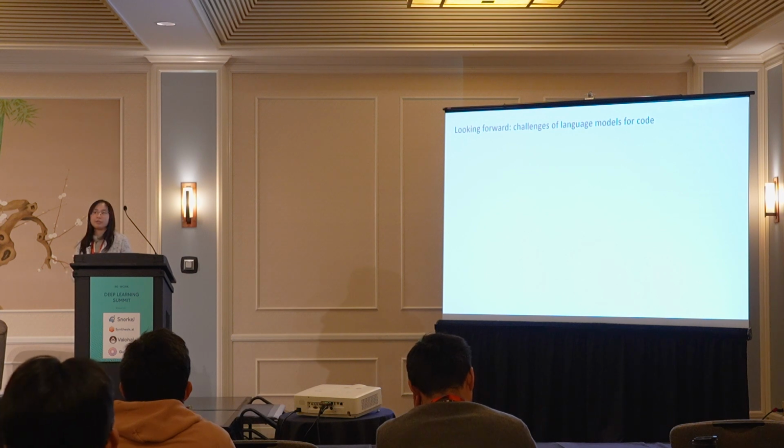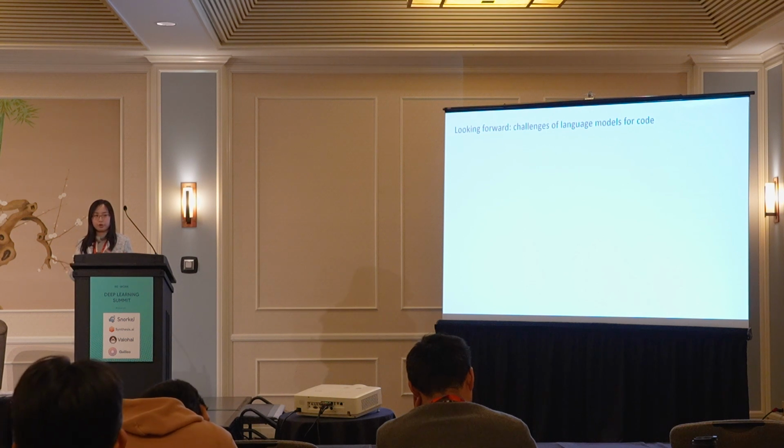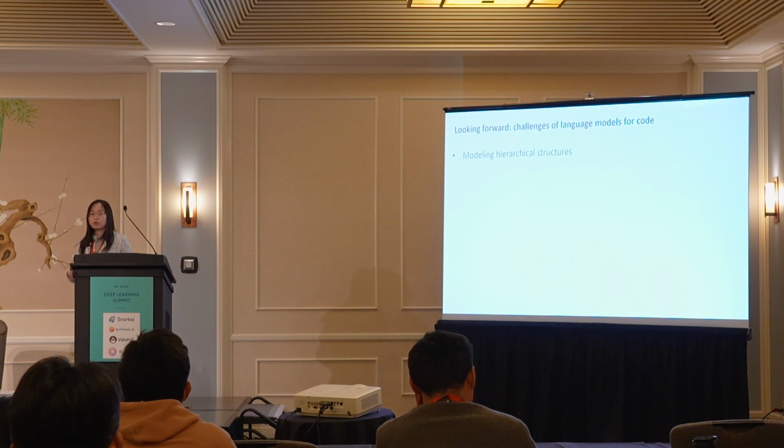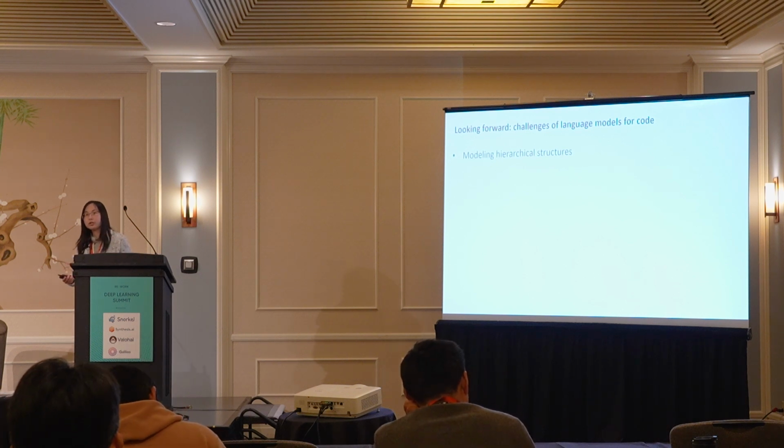Looking forward, I believe right now it's just the start of these language models for code. There are already very impressive achievements we've seen, and there are a lot of challenges and future opportunities. The first is about modeling hierarchical structures. This is not just about understanding the structures of the input, but also about how to really model the hierarchical structures of the output code, so we can go beyond next token prediction for more complicated programs.